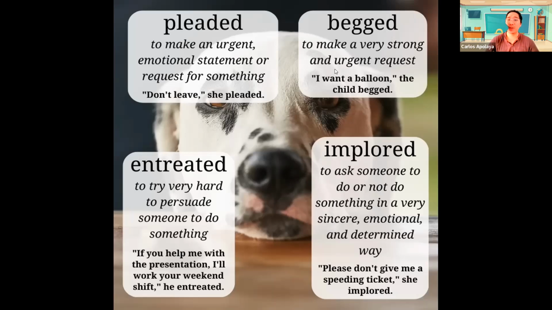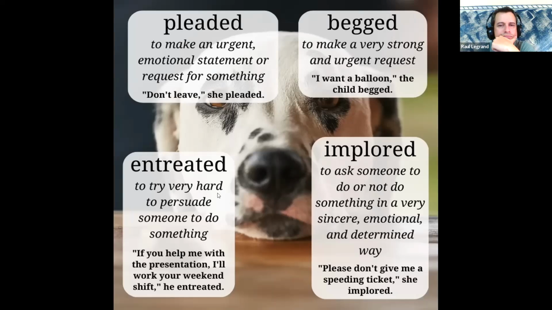Te suplico, te imploro. Again, casi todas significan implorar o suplicar, pero tienen una pequeña diferencia. Por ejemplo, el plead lo vas a hacer cuando tienes una emoción, ¿no? Cuando tu mamá se va a ir, he said, mom, don't leave me. No, he pleaded, porque era con emoción. Okay, el niño no dijo, cómprame ese globo. El niño begged, he begged, buy me that balloon. ¿Por qué? Porque él lo necesitaba.